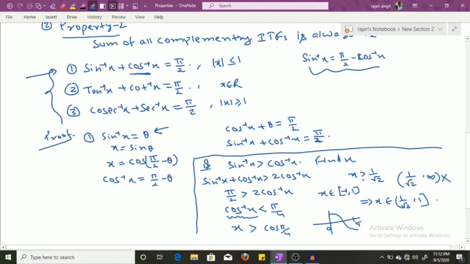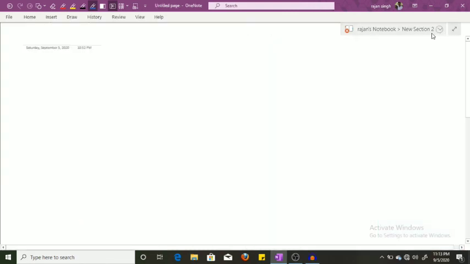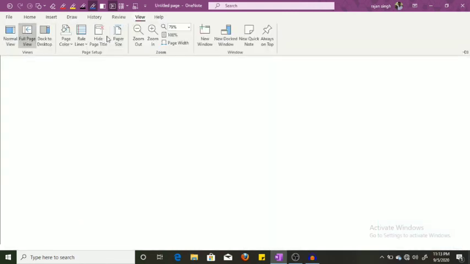Greater than 1 by root 2 means what? 1 by root 2 to infinity? No. Let's say you put 2. You cannot put 2 here because 2 comes from this interval, but you cannot put cos inverse 2. Because for cos inverse, this thing belongs to minus 1 to 1. I hope this question is clear. That's one of the good questions which clears your concept. Whenever cos inverse is given, always think about the domain and the range.